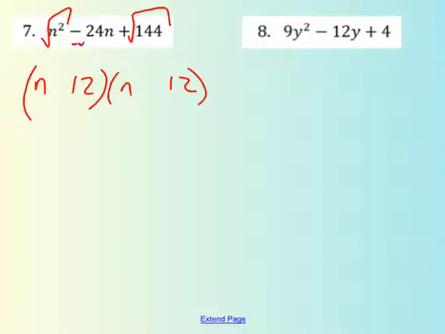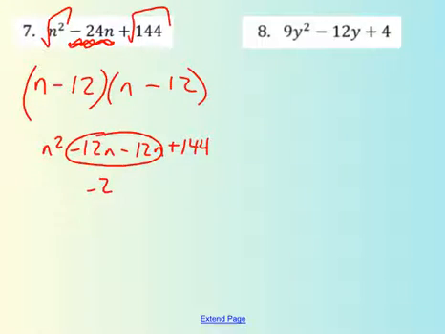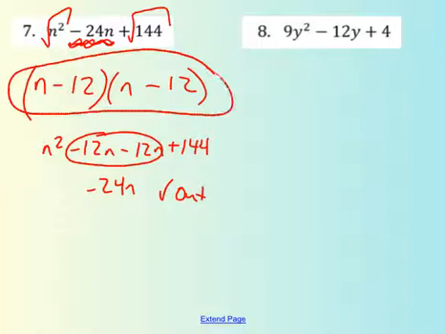Now, this is negative in the middle, so they both have to be minus. And then if I were to FOIL that back out, I'd have n squared minus 12n minus 12n plus 144. So if you did box method or FOIL, that's what you would get, and you would see when you combine that, you get negative 24n. So this checks out, and this is the correct answer.